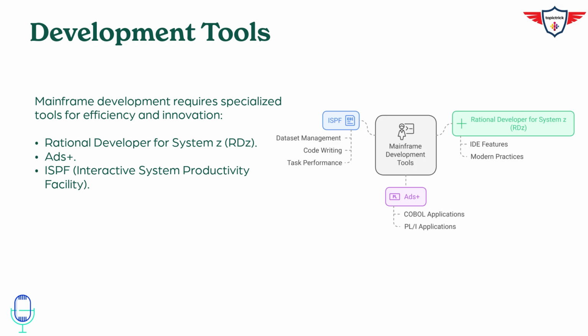And of course, we can't forget about ISPF, right? The Interactive System Productivity Facility. Yeah, a classic. It's a classic mainframe tool that's been around for decades. What role does it play in the development process?